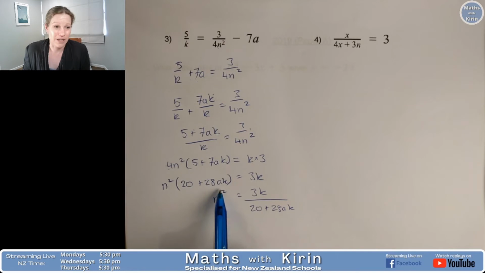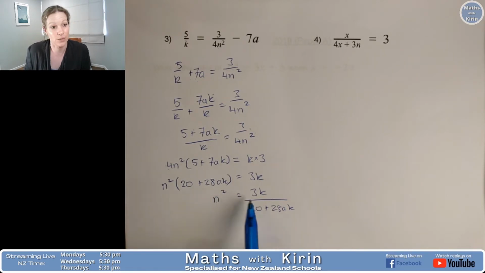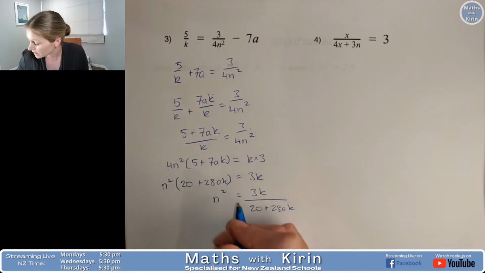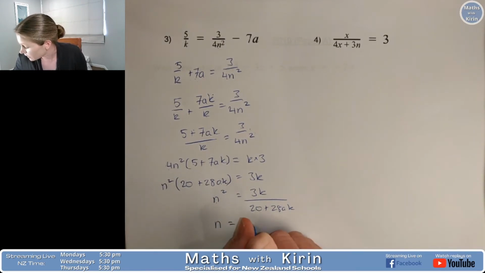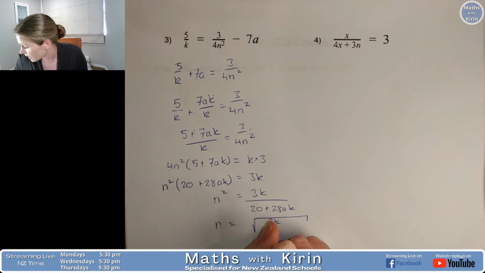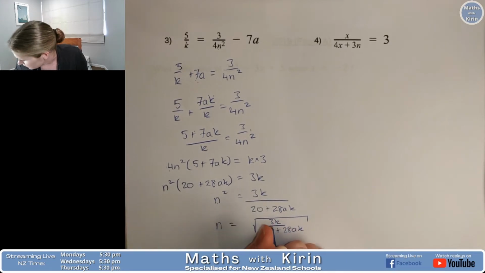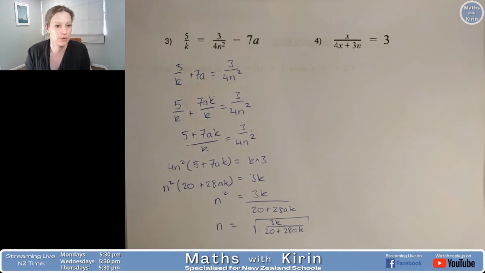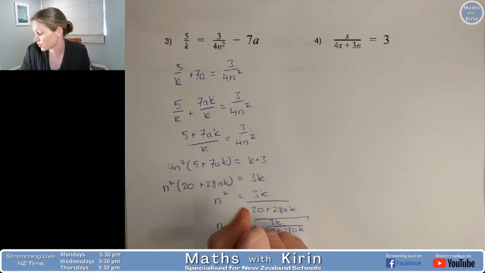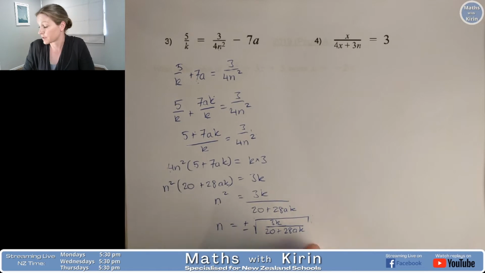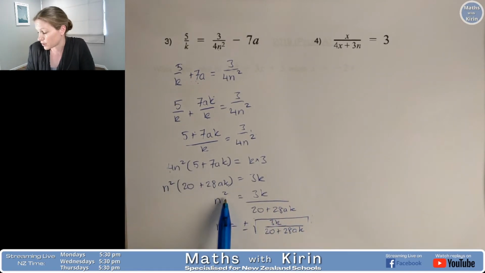We've got n squared, we're nearly there, we just need to get n. So in order to do that, we need to take the square root of both sides. So the square root of n squared gives us n, and we get the square root of 3k over 20 plus 28ak. Make sure that that fraction goes all the way across and that your square root sign encompasses that whole fraction. Again, we've got no context here, so we could technically have two solutions, a positive and negative version of this, because we had that squared.